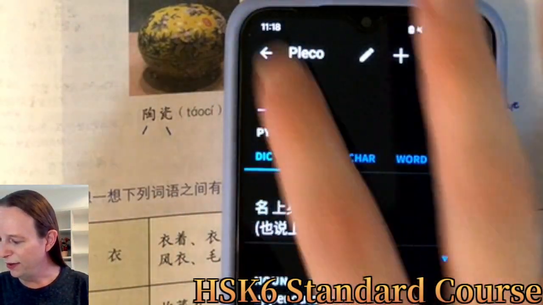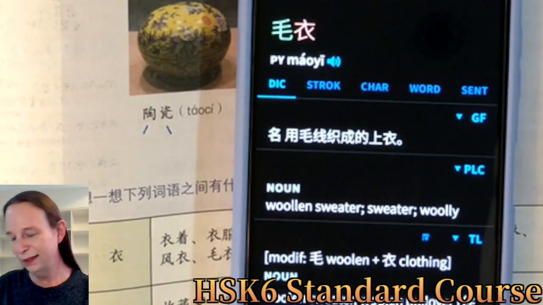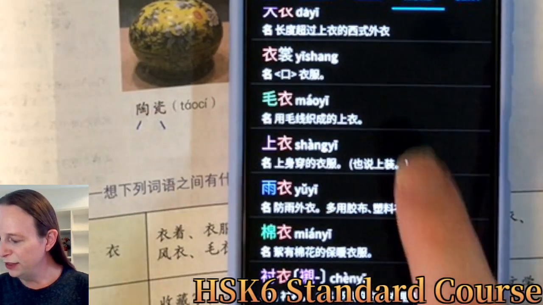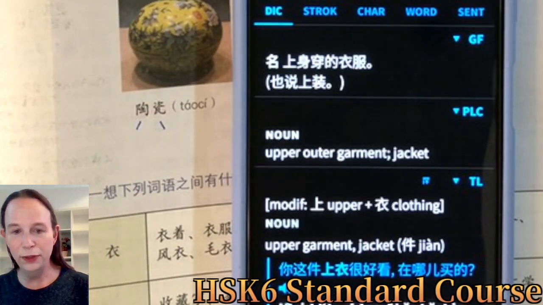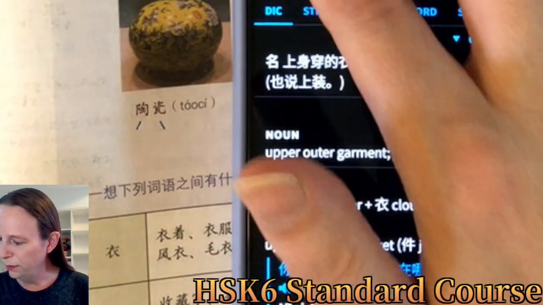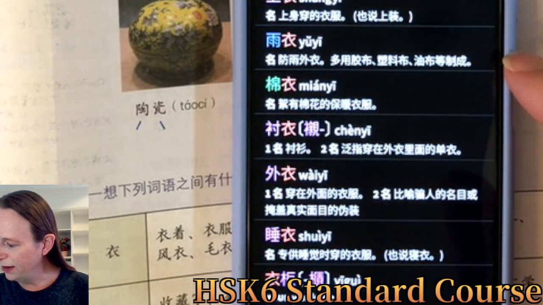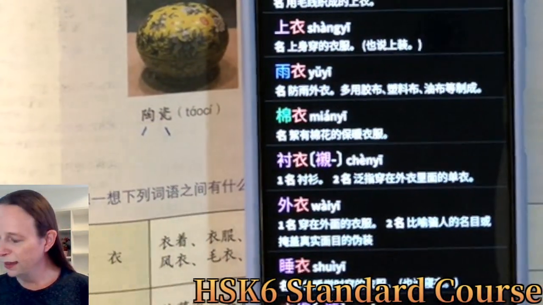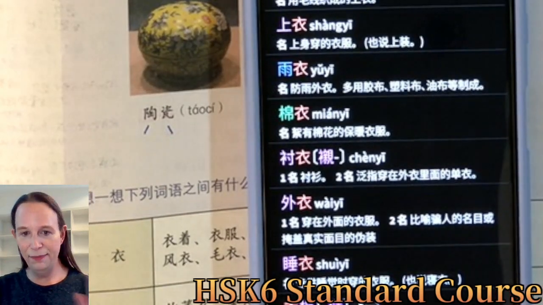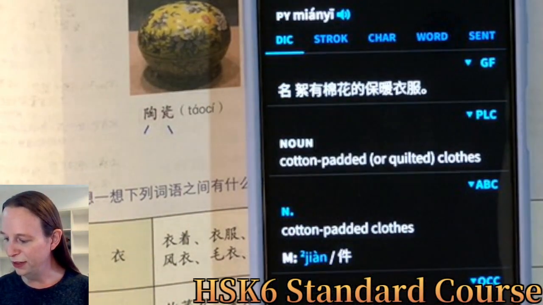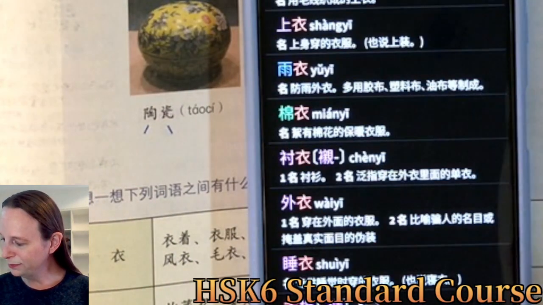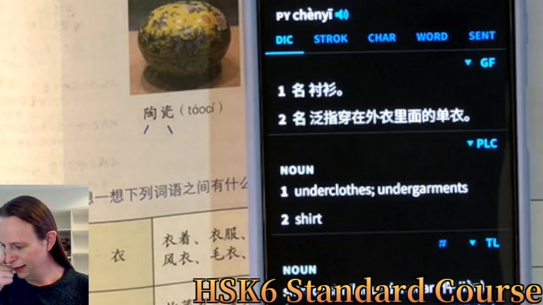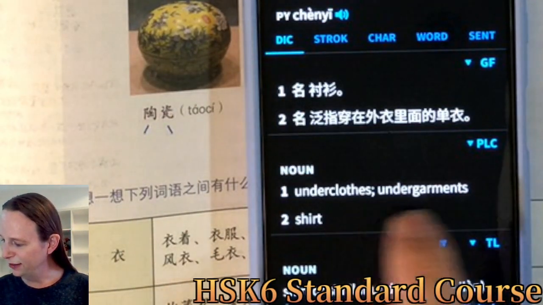Okay, 毛衣. 毛衣, I think like sweater. You can just put it in Google image search and find some sweaters. 上衣. All right. So we saw 大衣. Is this different? Not sure. We'll look at images. Okay. 雨衣. Rain clothes. Yeah. Raincoat. 棉衣. This one is cotton, right? So just cotton clothes. 衬衣. 衬衣, I think, is shirt or something like this. So yeah, it is just shirt, right? Underclothes.